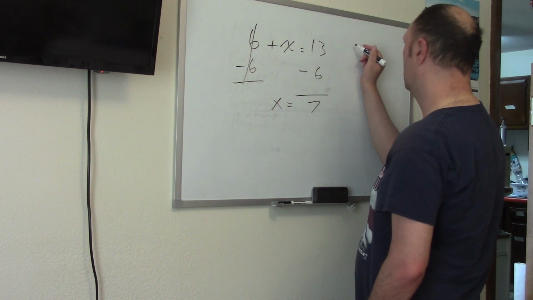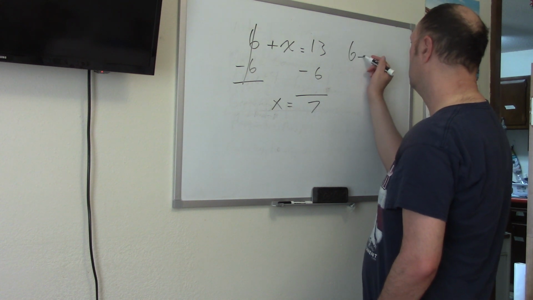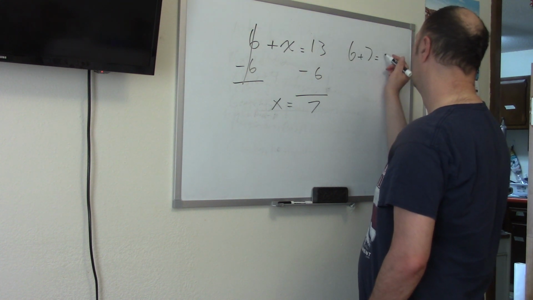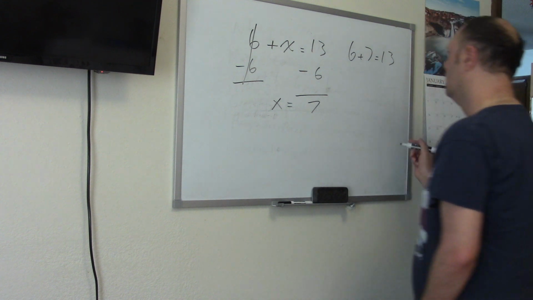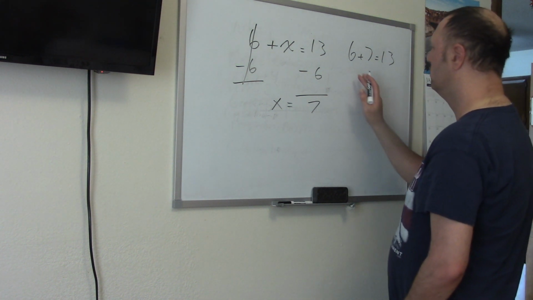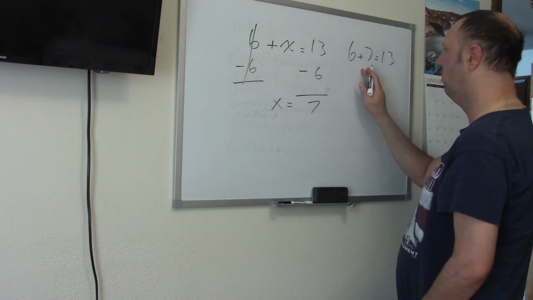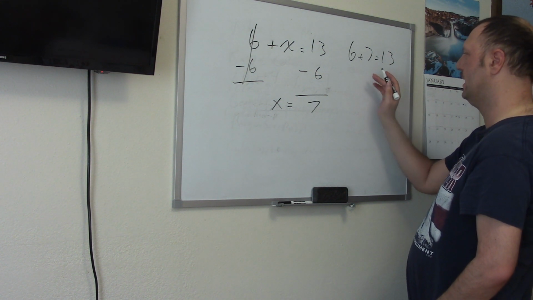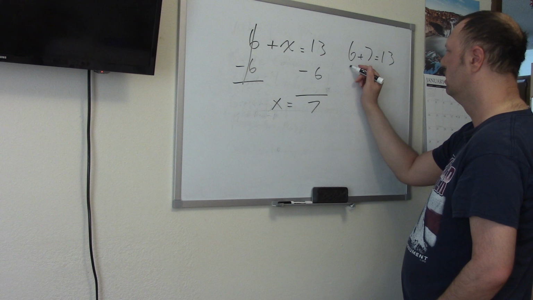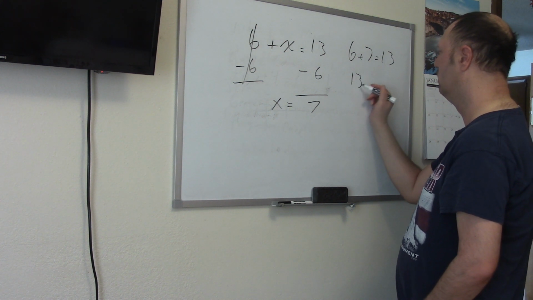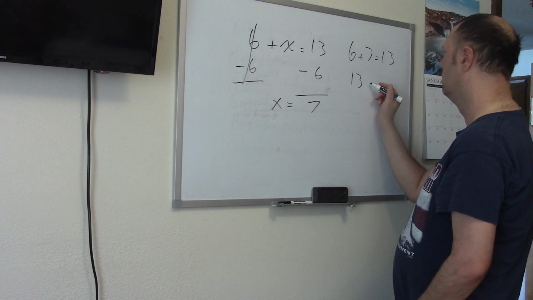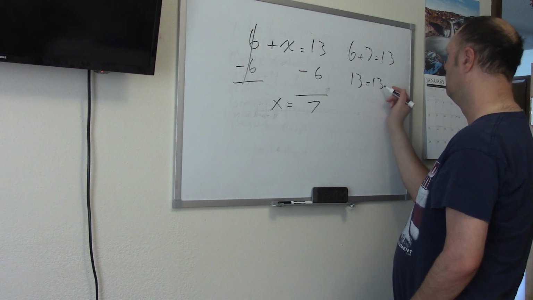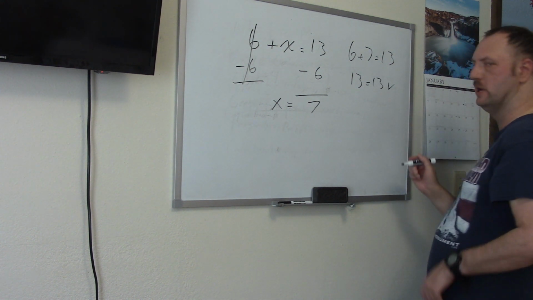And we can check to make sure. We know 6 plus 6 is 12. We can add one more, that's 13. So 13 is equal to 13, and the equation is true.